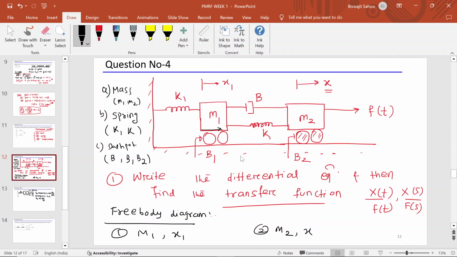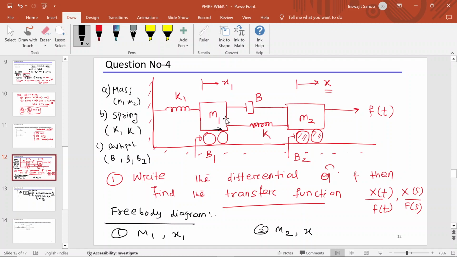Yes. B and K, right, because this B and K also attach between M1 and M2. Whenever I'm considering M1, I'm individually considering M1 and M2 separately in the free body diagram. So I told you that you apply the superposition theorem. M1 you consider separately, M2 you consider separately.